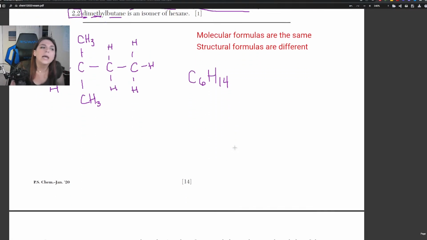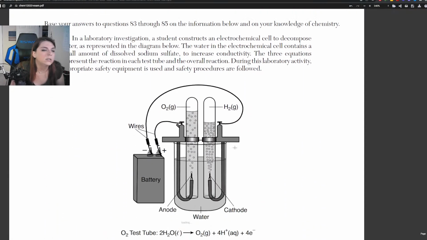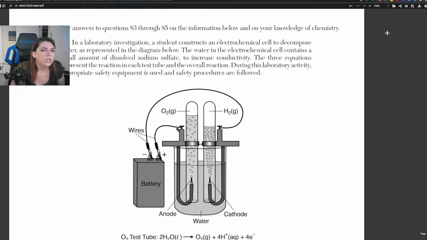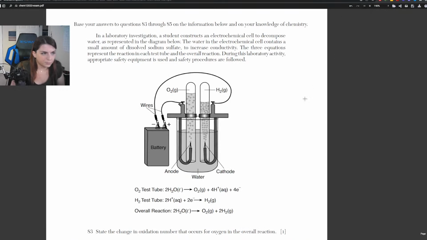Okay, and this is the last set, hopefully. Yes. Redox is always towards the end. Redox is not scary, though.